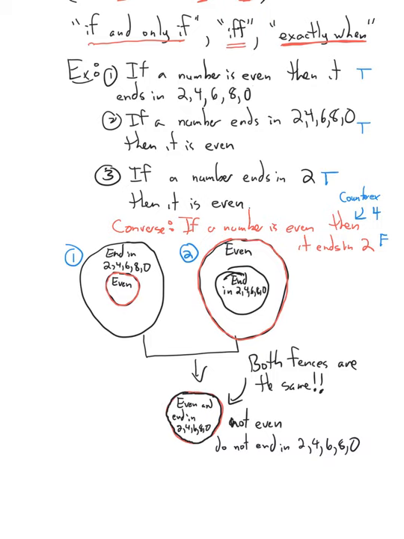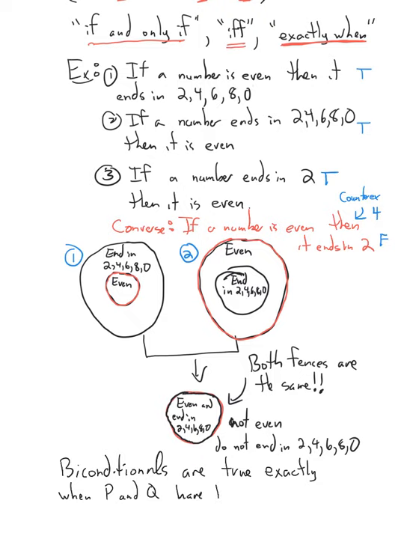So, biconditionals are true exactly when P and Q have the same truth value.